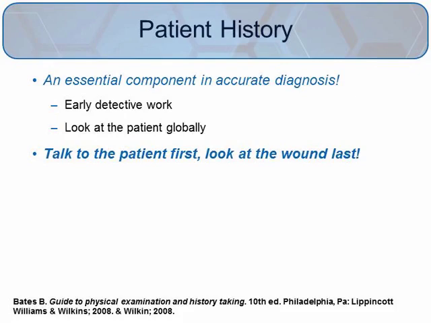This is an absolute essential component of an accurate diagnosis. This is where you're going to do your early detective work, where you're going to be looking at the patient globally. We don't just look at the wound. We need to, again, look at what factors in the patient's medical history might have contributed to the wound or might be contributing to impaired healing. So I always tell people, talk to the patient first, look at the wound last.